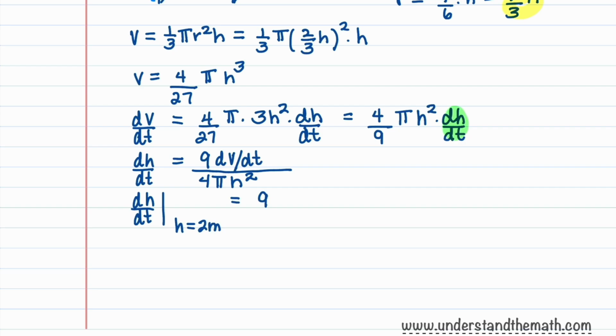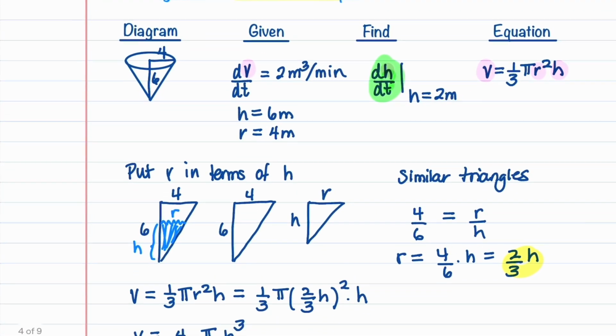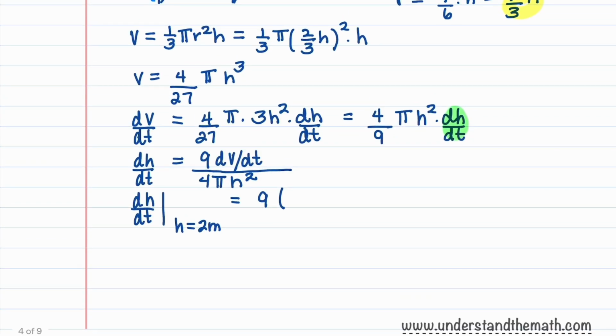So this is 9, and then dV/dt, let's go back up. It is 2 meters cubed per minute. And we divide that by 4 times pi times 2 meters squared. It's really important to put units in at this point so that you know what the units for your final answer are going to be.